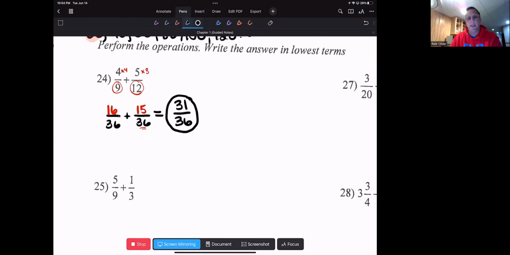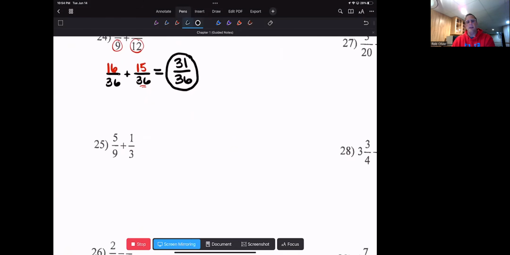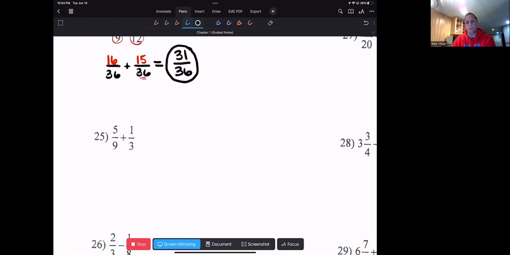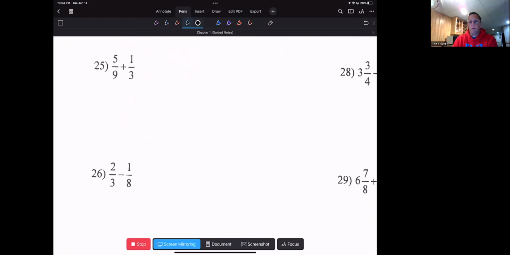And as far as I know, that cannot be simplified. 31 is a prime number, and 31 definitely does not divide into 36 evenly. All right, moving right along, number 25.